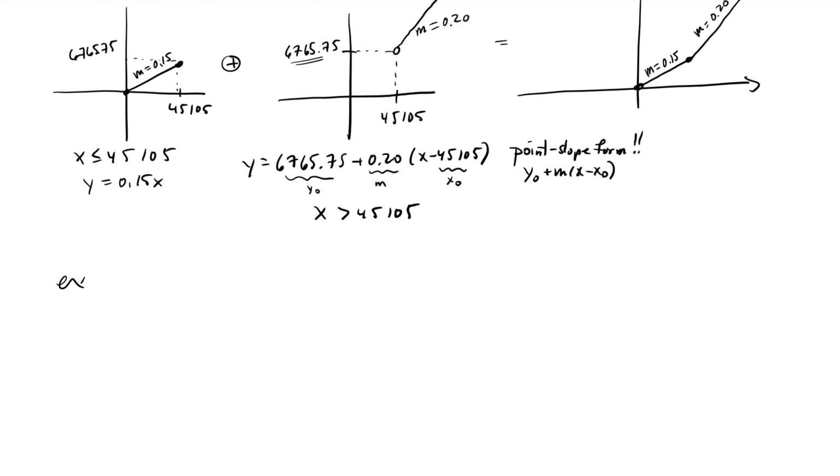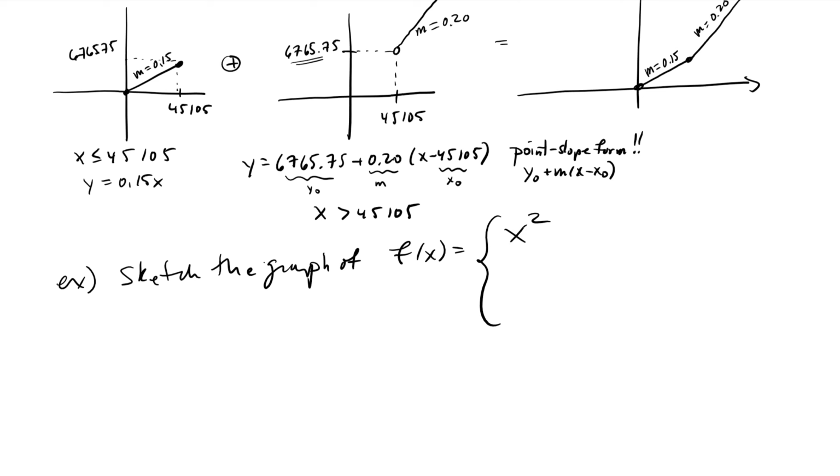So we're going to finish with something simpler here. Sketch the graph of the function. This one has three cases and three rules. The first rule is x squared if x is less than or equal to 1. It's 3 if x is between 1 and 2. It's x if x is above 2.